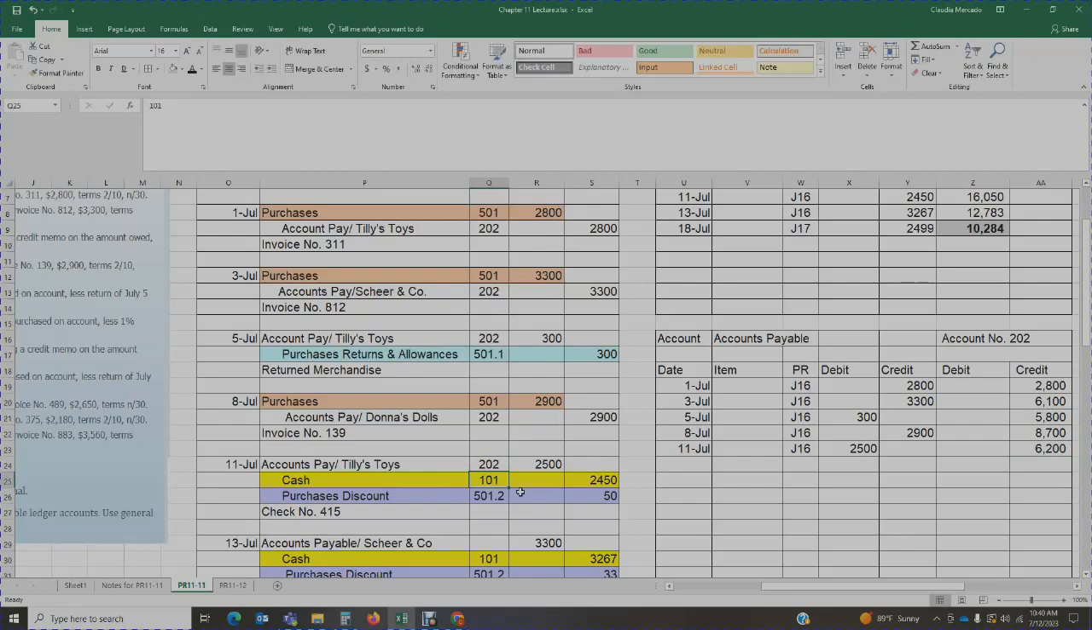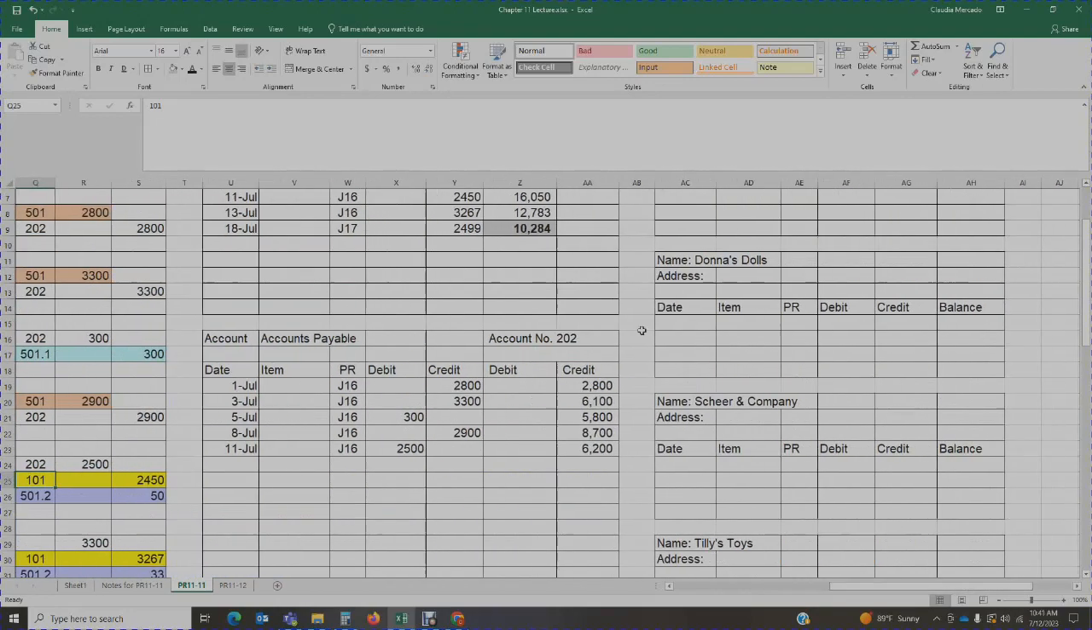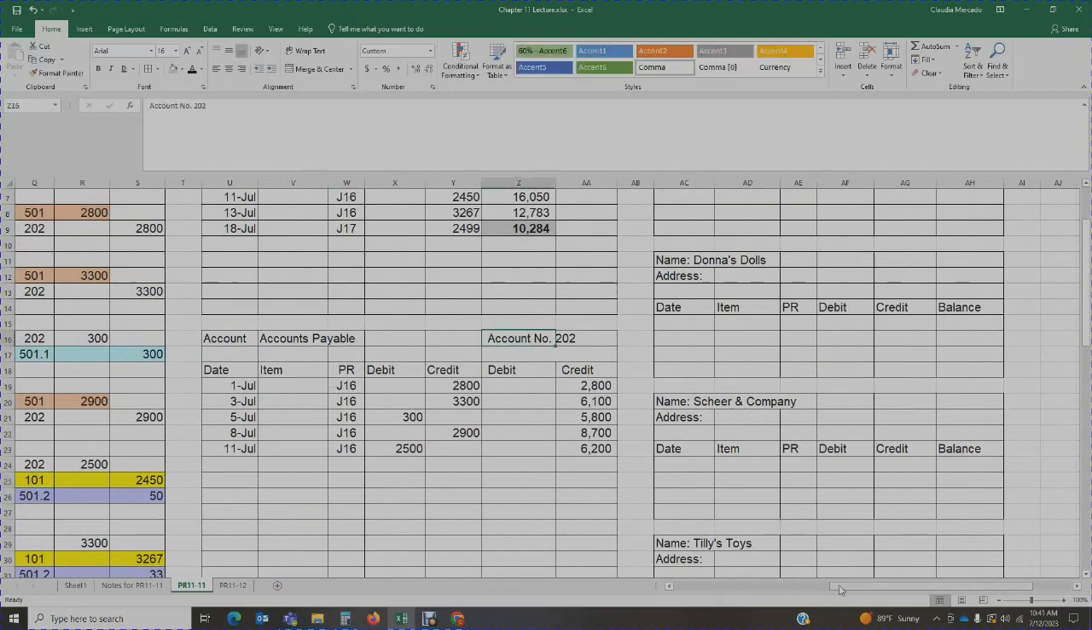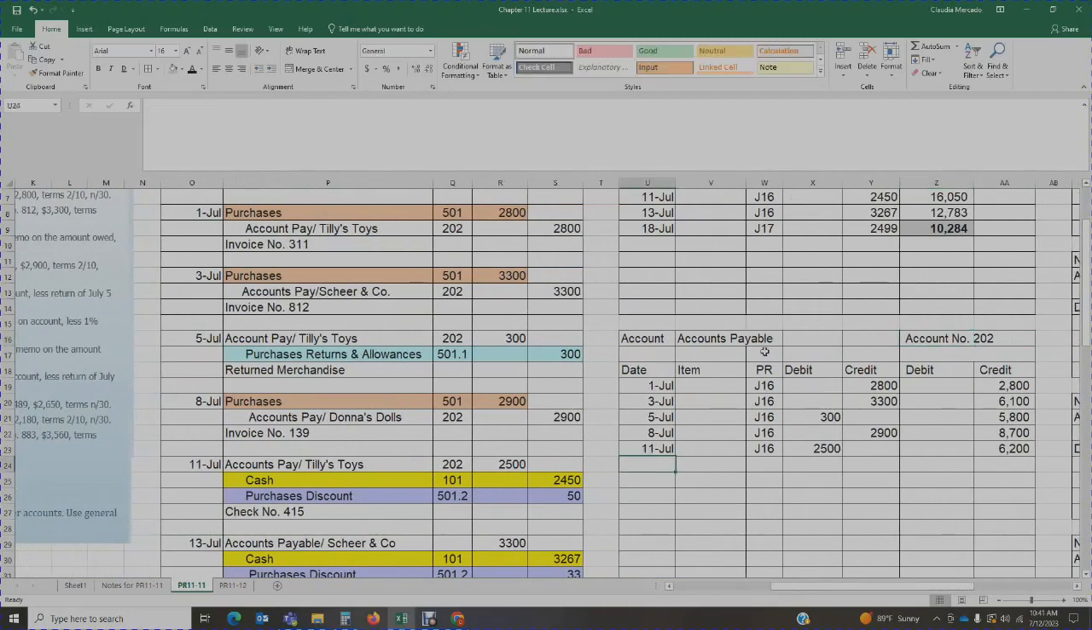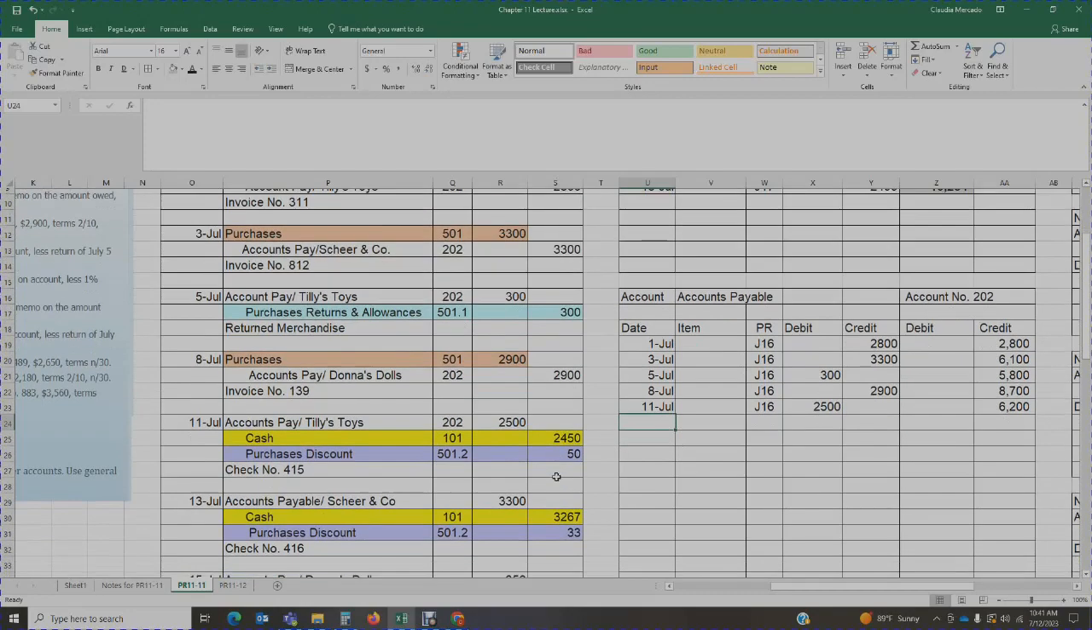Remember your post reference. The post reference on your journal, those numbers identify what general ledger you posted them to. I posted them to ledger 202 right here. Account number 202. Okay, that way we know where you're posting the information to and from. On your general ledger, your post reference is the journal number that you got the information from. Okay, so that happened on the 11th.